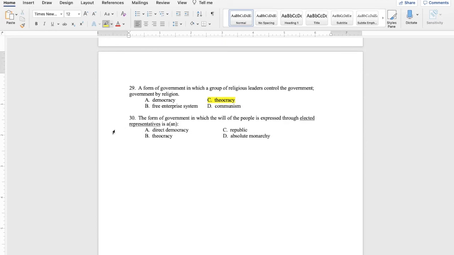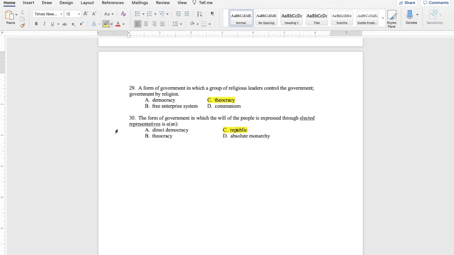Number 30, the final question. The form of government in which the will of the people is expressed through elected representatives is a C, republic. We have a republic here in the United States. We elect people to make laws for us.